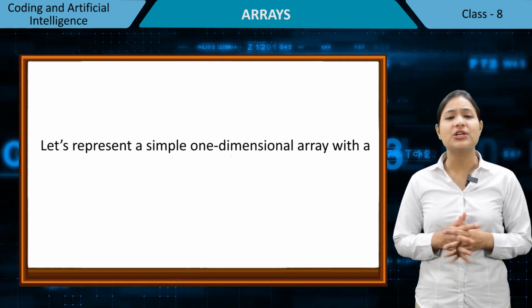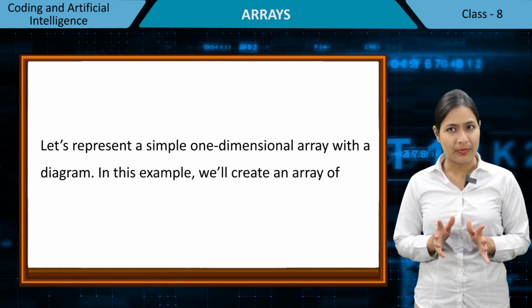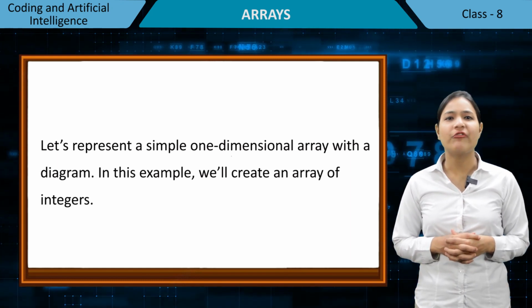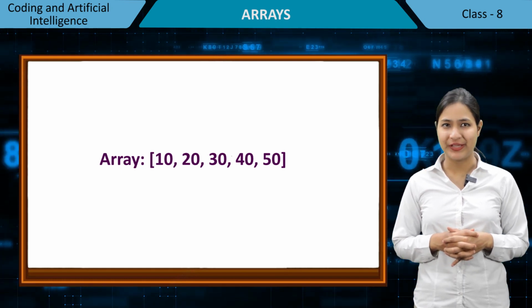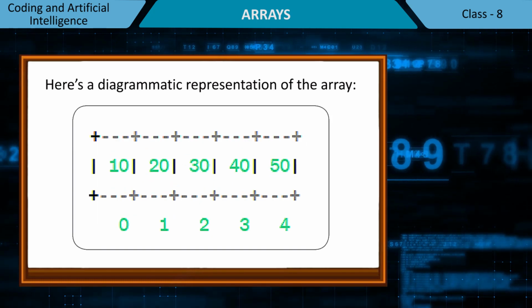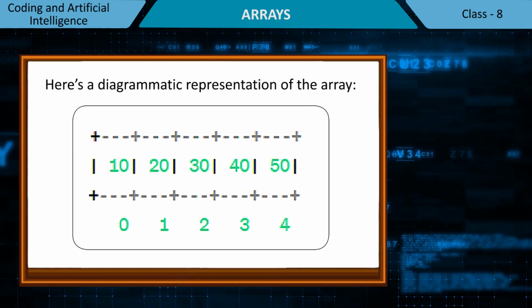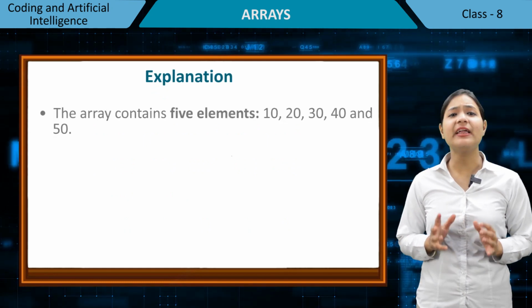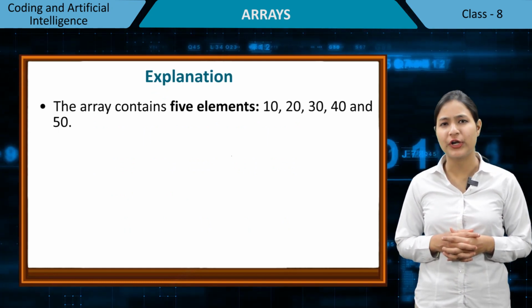Let's represent a simple one-dimensional array with a diagram. In this example, we will create an array of integers. Array: 10, 20, 30, 40, 50. Here is a diagrammatic representation of the array. Explanation. The array contains 5 elements: 10, 20, 30, 40 and 50.